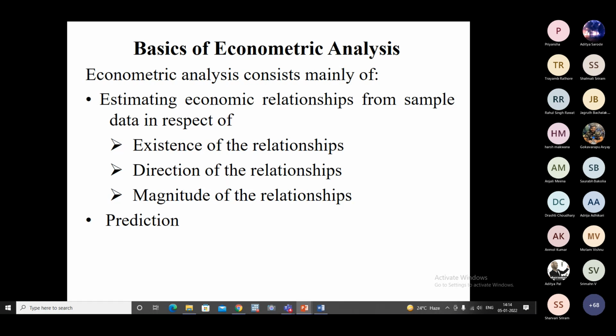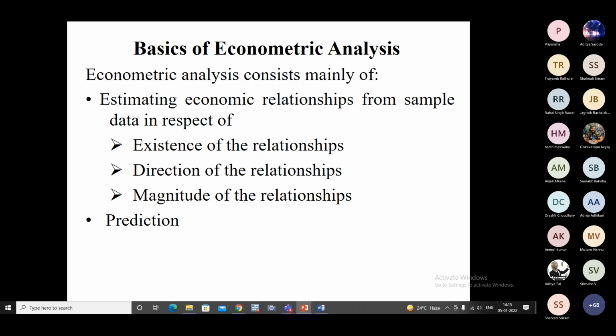Second one is the direction of the relationships. Given that the slope coefficient is statistically significant, whether it is positive or negative. If the slope coefficient is statistically significant and positive, then there is a direct relationship. If the slope coefficient is statistically significant and negative, then there is an inverse relationship.